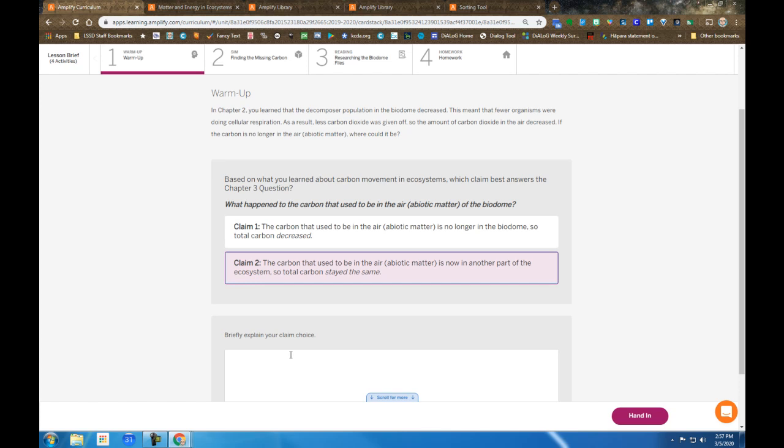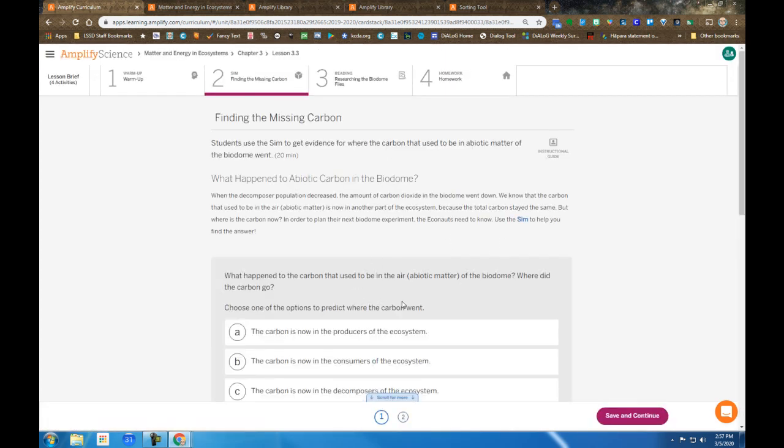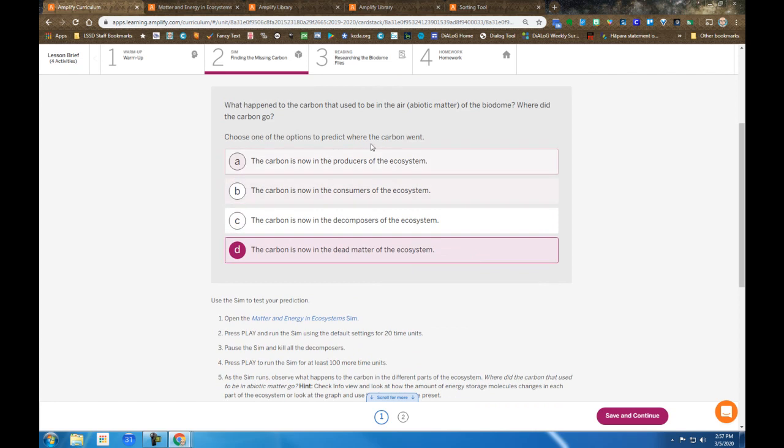It would move between abiotic, like the air, and then the organisms, the producers, consumers, decomposers. It's going to move back and forth between those two types, but it's still going to be the same total amount overall. In the simulation, which one of the options do you think you're going to predict? I'm going to point you in the right direction. Carbon is now in the dead matter of the ecosystem.